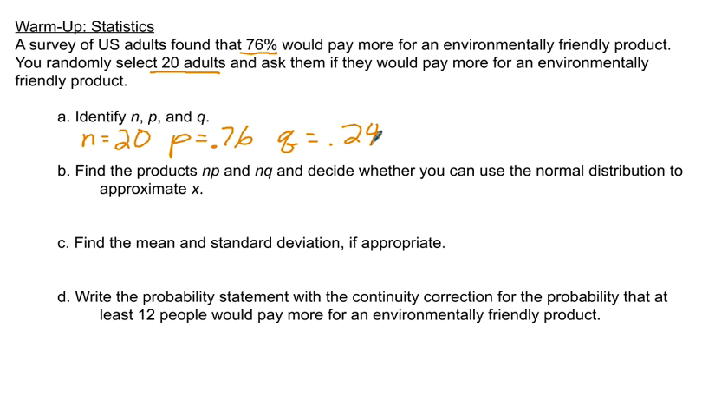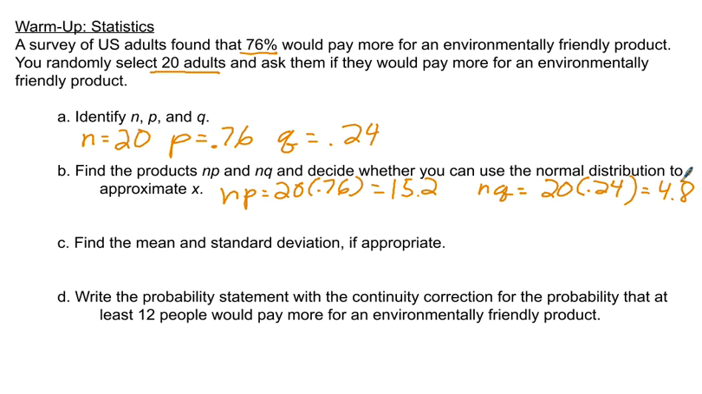In part B, find the products NP and NQ. Well, NP is 20 times 0.76, that equals 15.2, and NQ is 20 times 0.24. That equals 4.8.